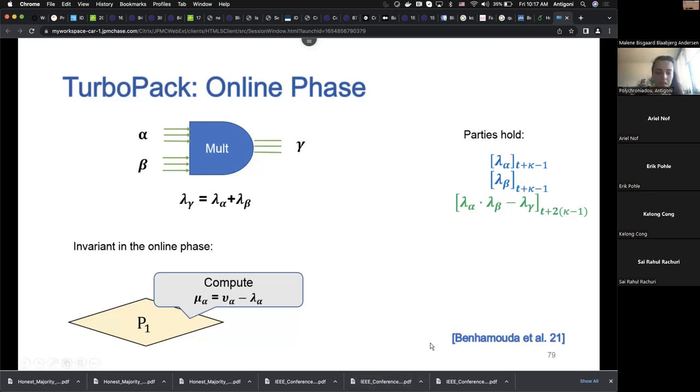There was a work from Ben Hamouda et al. in 2021 that also used a similar setup from Turbospeedz. However, their work is not for the strict honest majority. They are in the suboptimal threshold, and we need to change their work to work in the honest majority. So we are using different techniques.